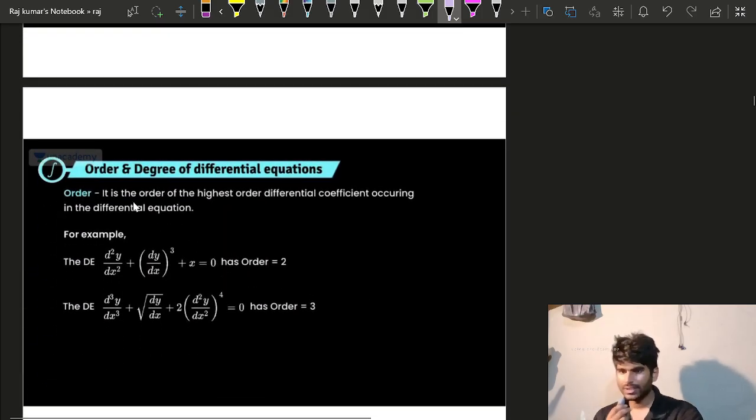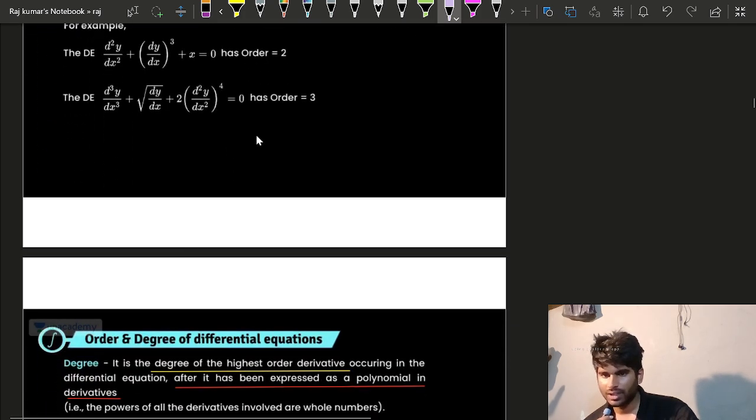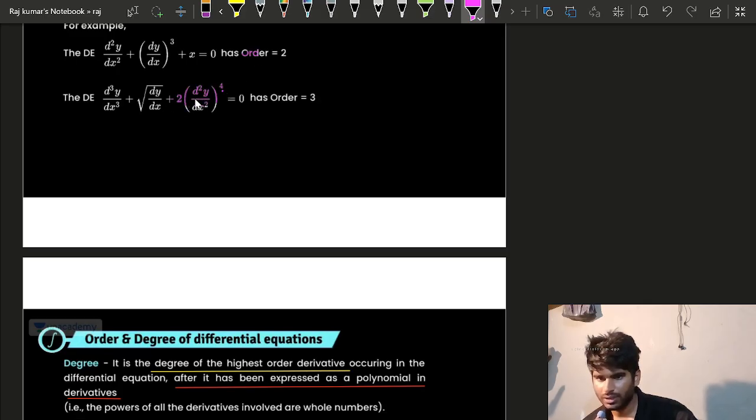Yeah, the same question they explain here also. It is the order of the highest derivative. I hope you understood. No, the order is 3. Why can you not take 4? Because can you see 4? This one has the highest order 2, not the power of 4. But when we see this is a root, that means it's only 1.